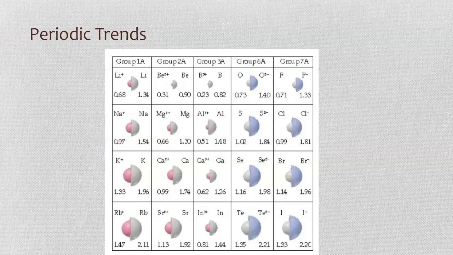So here's this lovely diagram. I'm sure if you look really closely with one eye closed, you can see the colors. The pink color is the cations, and the blue color is your anions. The gray color is its original size as an atom before it became an ion. So you can see the trend visually here of both the atomic radius and the ionic radius.